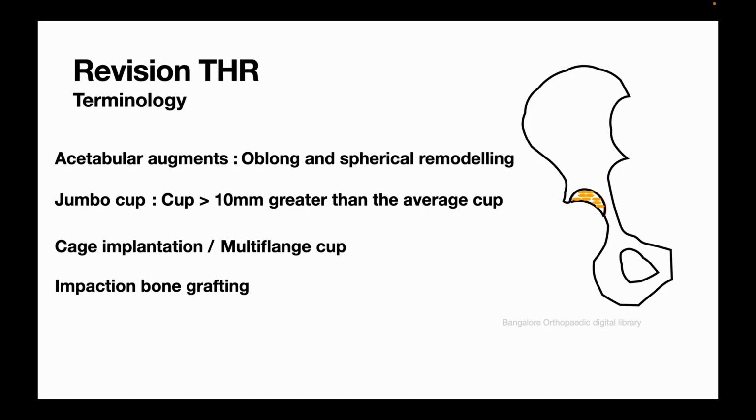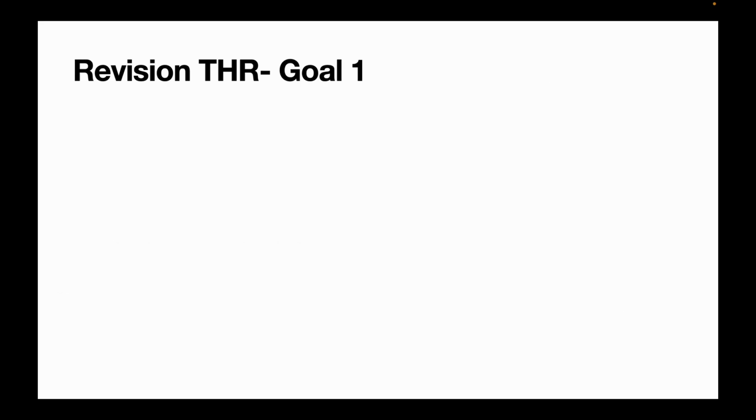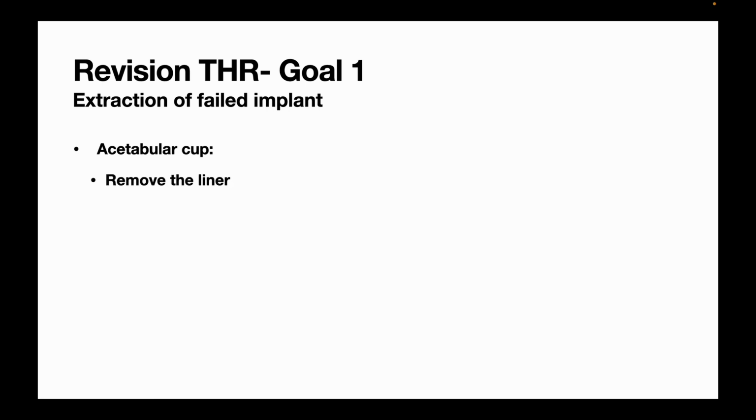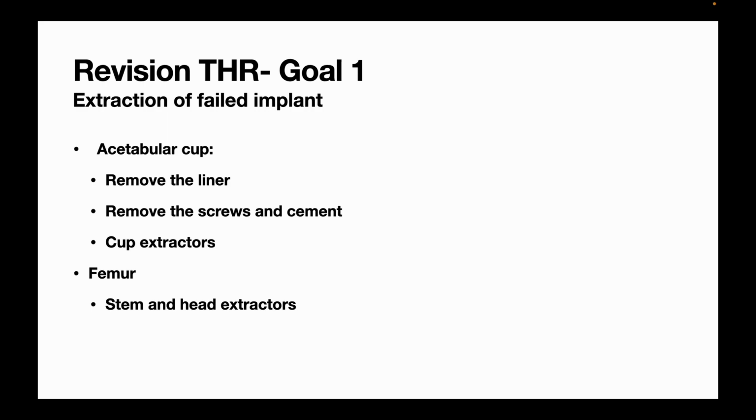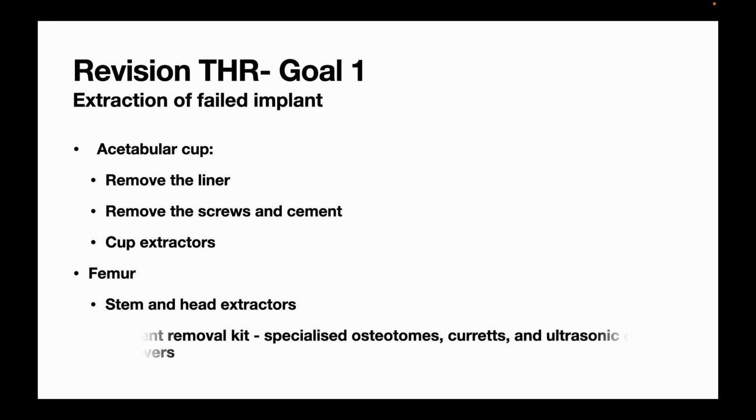Now coming to the first goal of revision THR, which is extraction of the failed implant. The acetabular cup is extracted by first removing the liner and then the screws and the cement, and then finally cup extractors are used to extract the acetabular cup. Coming to femur, the stem and the head are extracted using head extractors and the cement is removed using specialized cement removal kit, which includes osteotomes, curettes, and ultrasonic cement removers.